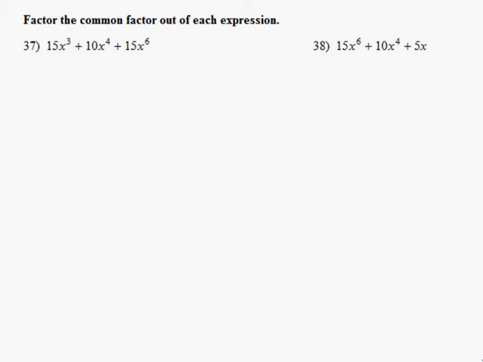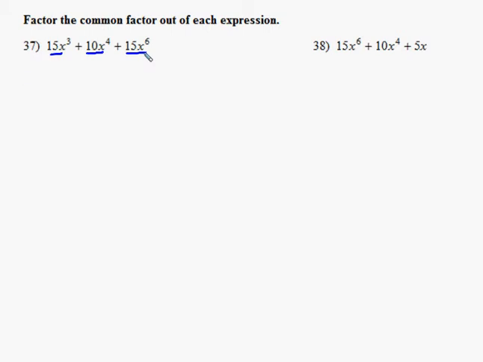All we're asked to do here is factor the common factor out of each expression. So that means we're going to look at each term and see if there is something in common in those. So we want to look at the coefficients, the 15, the 10, and the 15, and then look at the variables. With the coefficients, we want to think, does any number go into 15 and to 10 and to 15? And we want the largest number that divides into those, and that's a 5.